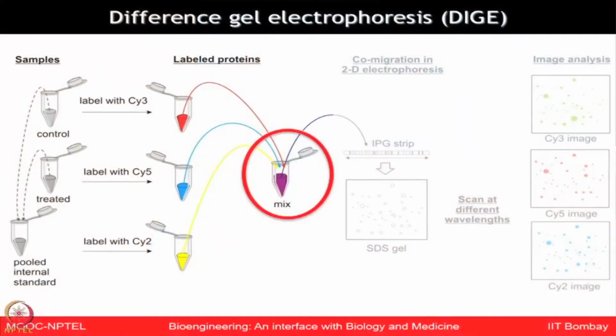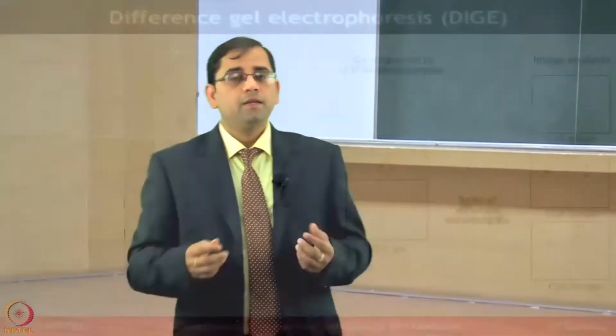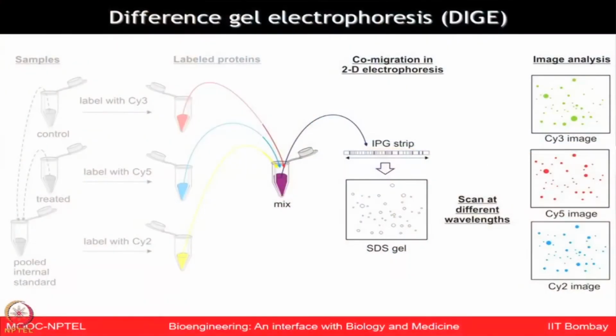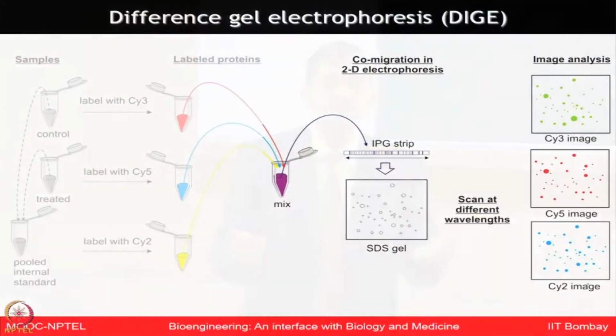So, let us say H1 plus D1 plus internal standard, those three you have mixed together and now made a pool in a tube, and from there onwards the process becomes exactly similar to what you have done in 2D electrophoresis. So, now you can rehydrate this protein pool which has all three types of samples, your healthy individuals, diseased individual and the pooled internal standard, and then it has those dyes with which you have labeled the proteins.